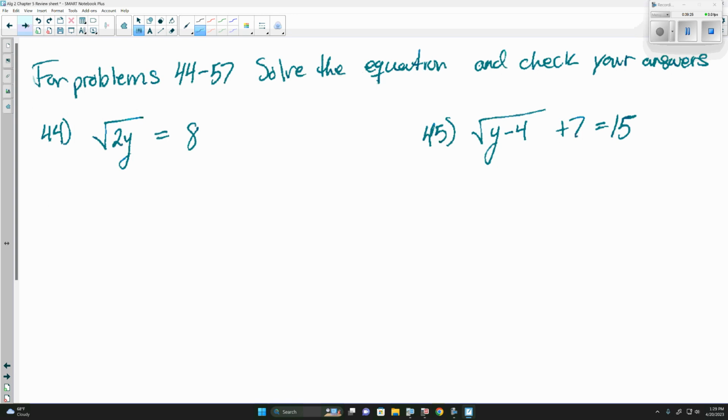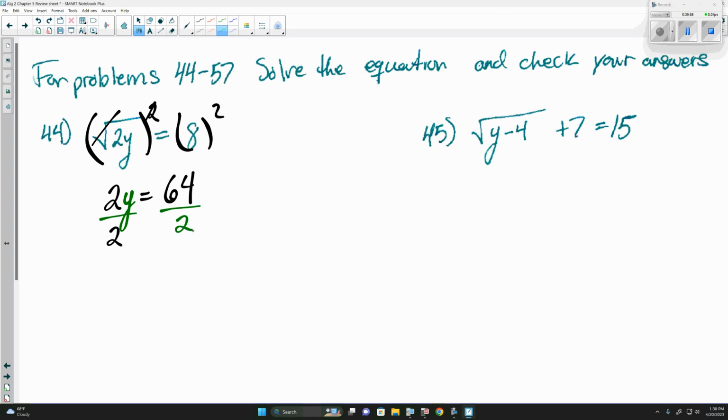I think we could finish 50 or 44 before the bell, because with solving, and we will pick this up tomorrow, we get the radical by itself first. With 44, the radical is indeed by itself. So we can put both sides to the nth power. In this case, it is second. Now the square root of 2y squared is just 2y. 8 squared is 64. At this point here, we can divide both sides by 2.